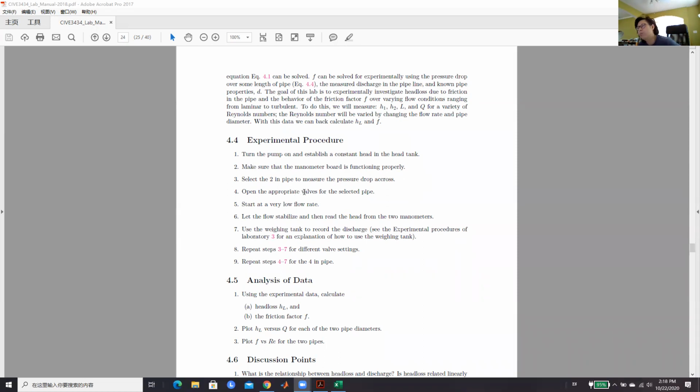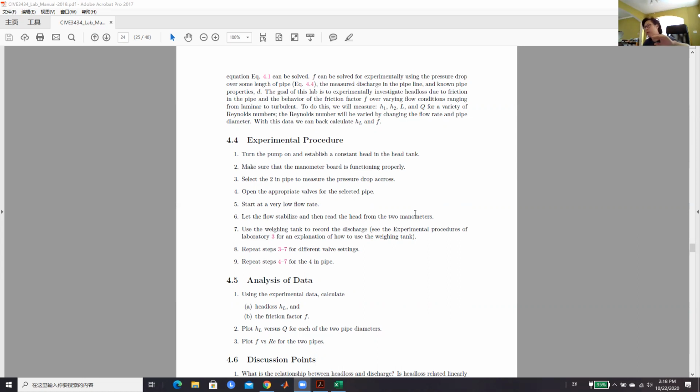Open the appropriate valves for the selected pipe. So we choose the 2-inch pipe to start. We open a little bit, starting at a very low flow rate, which means you just open a little at the beginning and let the flow stabilize, then read the head from the tube manometer. When you open the valve, the reading on the manometer should vary. It's changing. You have to wait until the reading on the manometer is stabilized.